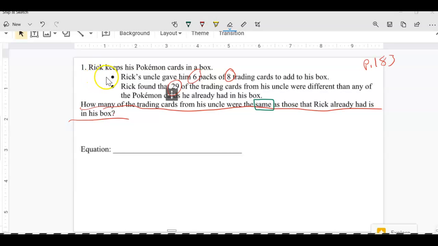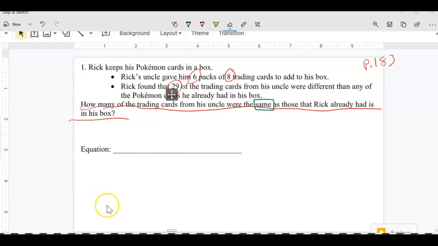This is number 1. Rick keeps his Pokemon cards in a box. Rick's uncle gave him 6 packs of 8 trading cards to add to his box. Rick found that 29 of the trading cards from his uncle were different than any of the Pokemon cards he already had in his box. How many of the trading cards from his uncle were the same as those that Rick already had in his box?